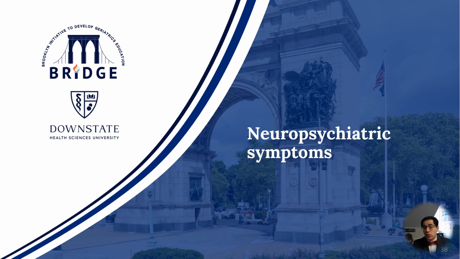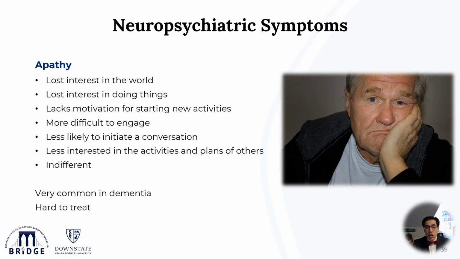Let's talk about neuropsychiatric symptoms, which is a very important part of major neurocognitive disorders and a major cause of caregiver burden. So the first and the most common one is apathy, where they lose interest in the world. They lose interest in things that they used to enjoy. They do not maintain motivation to start new activities. They are much more difficult to engage in social settings, and they are less likely to initiate a conversation. It is very common in dementia and among the hardest symptoms to treat.